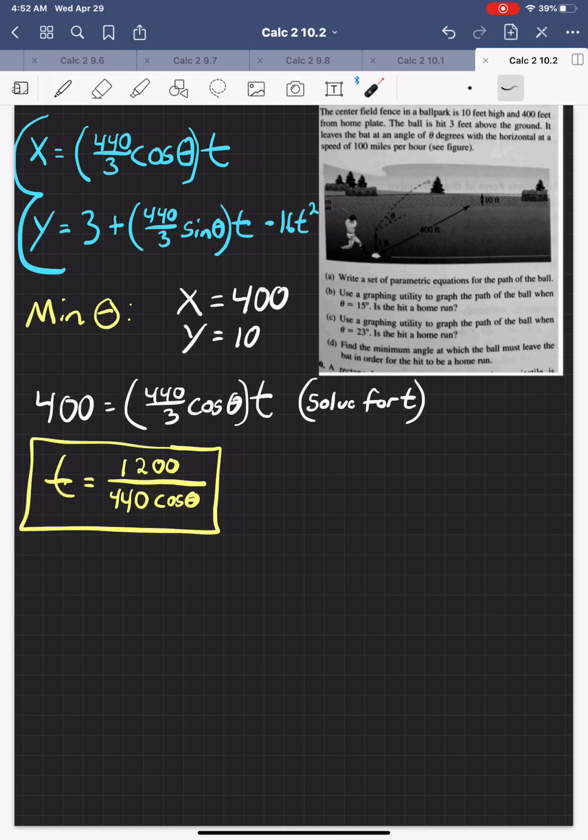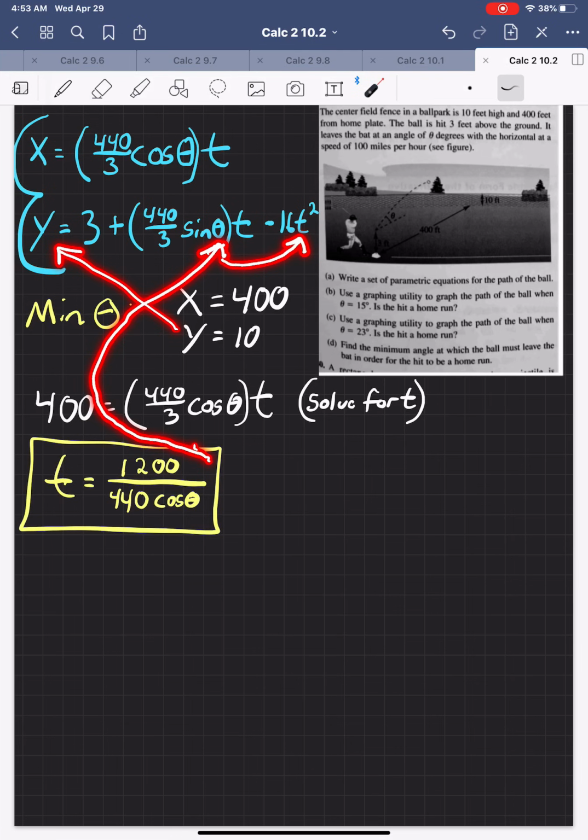Now, using the fact that y is 10, we're going to be substituting 10 in here for y, and we're going to be substituting, I drew this in the wrong spot. Let's do that again. Substituting 10 in for y, and substituting 1200 divided by 440 cosine of theta in for t here and t here.